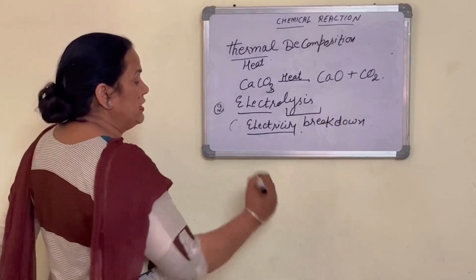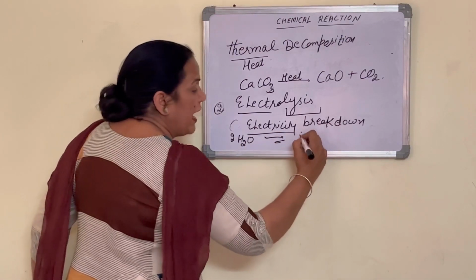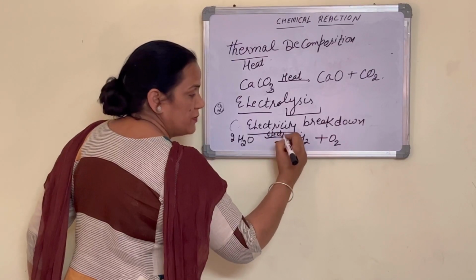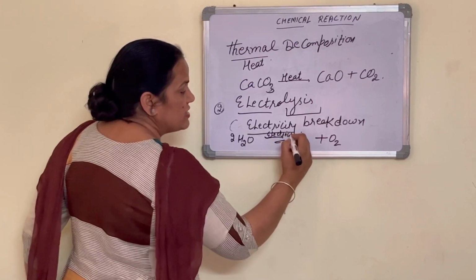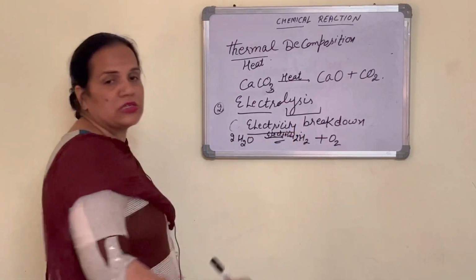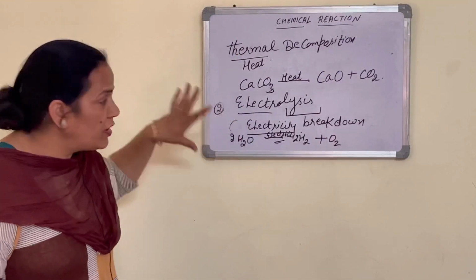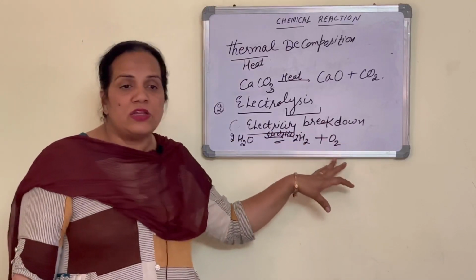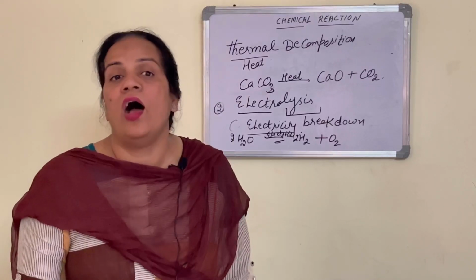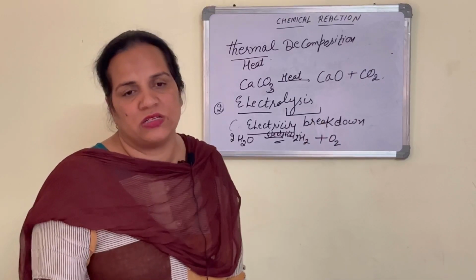For example, water. Water dissociates into hydrogen and oxygen when electricity passes through it. This is also decomposition. You can say the water breaks into hydrogen and oxygen, but with the help of electricity. That's why it is known as electrolysis. Lysis means breakdown, electro for electricity.